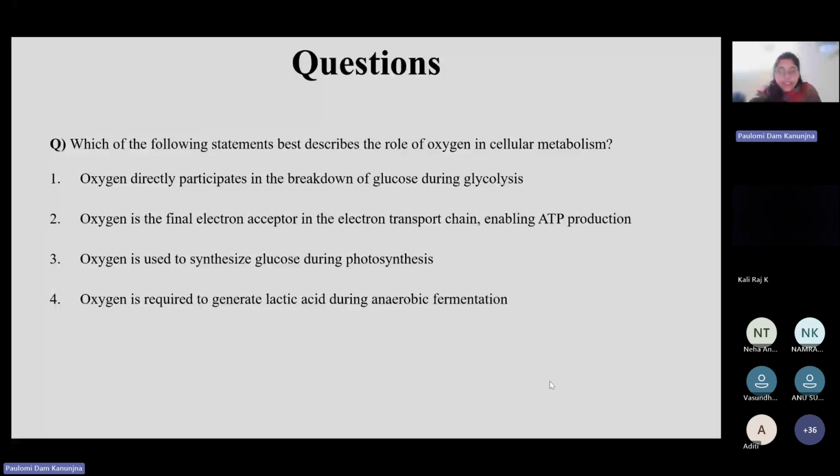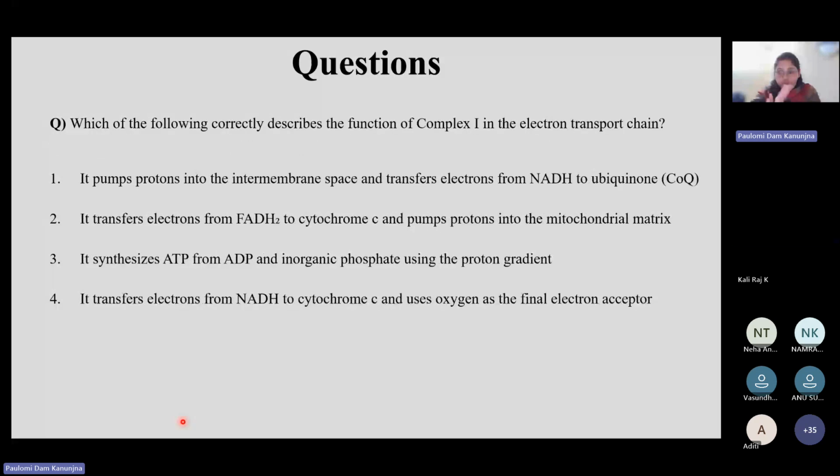Okay, the answer here is it's a final acceptor in the electron transport chain where you will have the ultimate production of ATP. Hold on to that thought. I will show you the slide picture in the next slide. Before that, I have one more question. So remember your ETC. In ETC, you have several complexes, like I mentioned. So which one is the complex one? What does complex one do? Where does the ETC start from?